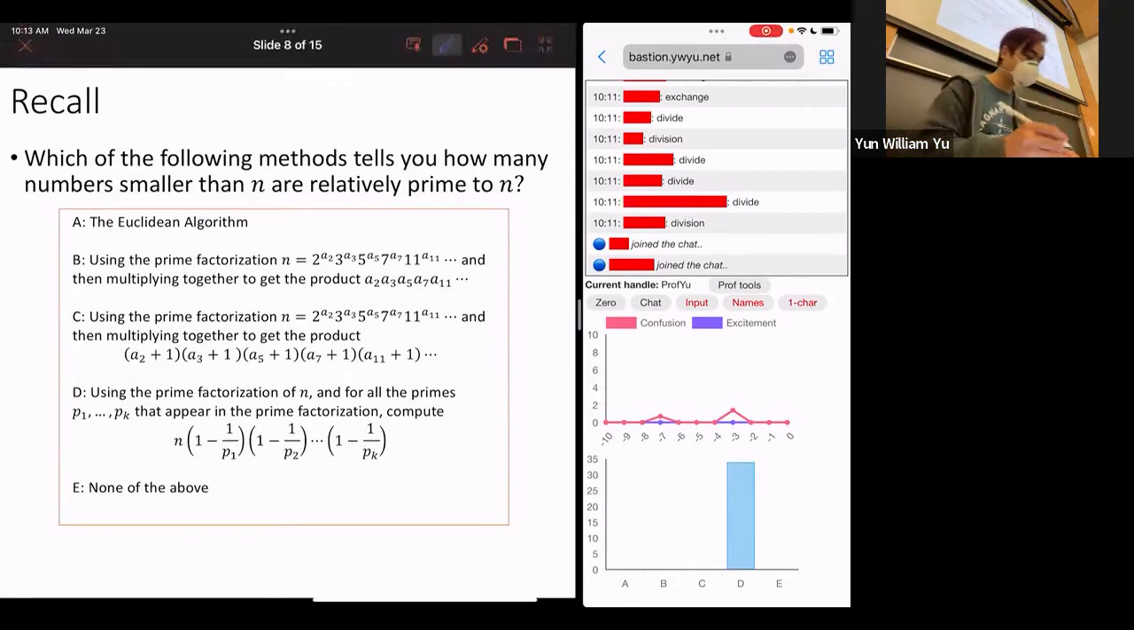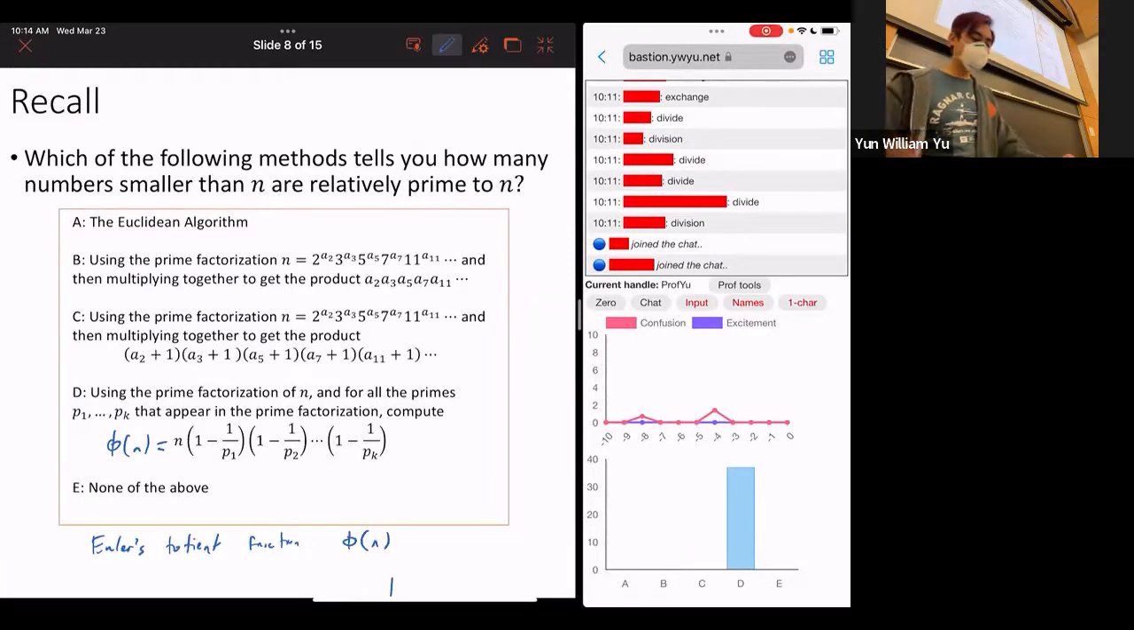It turns out that this here is phi of n is equal to this thing, and this is Euler's totient function, phi of n. Okay, and that tells you how many numbers are relatively prime. And so once we have that, that allows us to write out Euler's theorem in full.